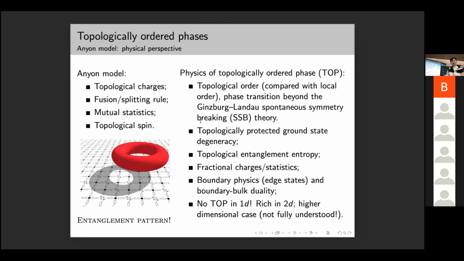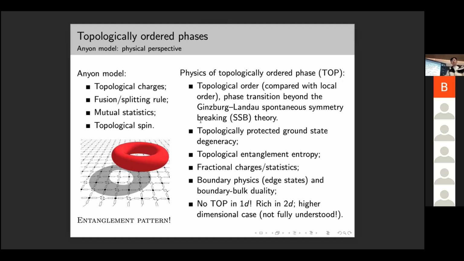And let me first remind some of the basic definitions about the topologically ordered phases. The anyon model has been studied for a long time, and usually the anyon model is considered for a 2D system, because we know that there are some excitations, and these excitations have their topological charge, and they have their fusion and split rules and the mutual statistics and so on.